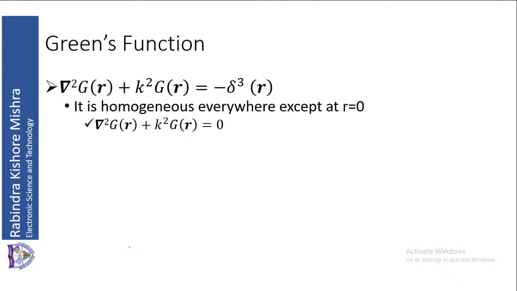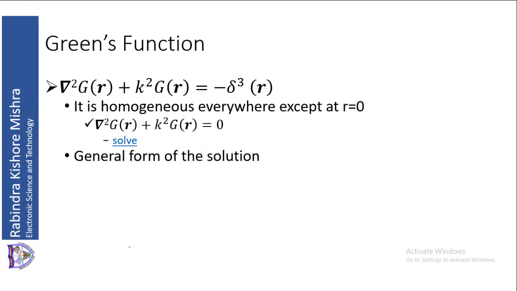Del square g of r plus k square g of r is equal to minus delta of r is an inhomogeneous equation. This is a differential equation which is satisfied for the Green's function g of r, and this is homogeneous everywhere except r equal to 0. Therefore, del square g of r plus k square g of r is equal to 0, and we have solved that. Solving that, we have found out the value of g of r. So if you solve this, then we will find out more information about g of r.